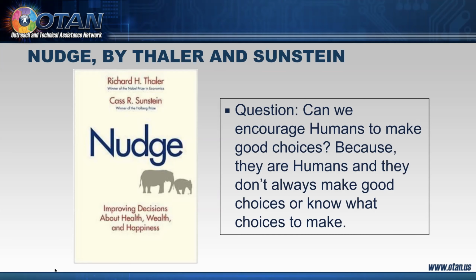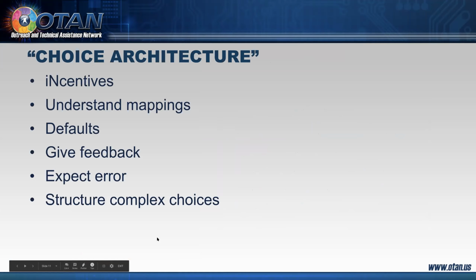And so I like the framework that Thaler and Sunstein have come up with. They've created something called choice architecture. They use the acronym NUDGES to introduce some points for us to consider when we're thinking about how we can help nudge people to make good choices. Their architecture is incentives, understand mappings, defaults, give feedback, expect error, and structure complex choices. So let's talk about each of those briefly.